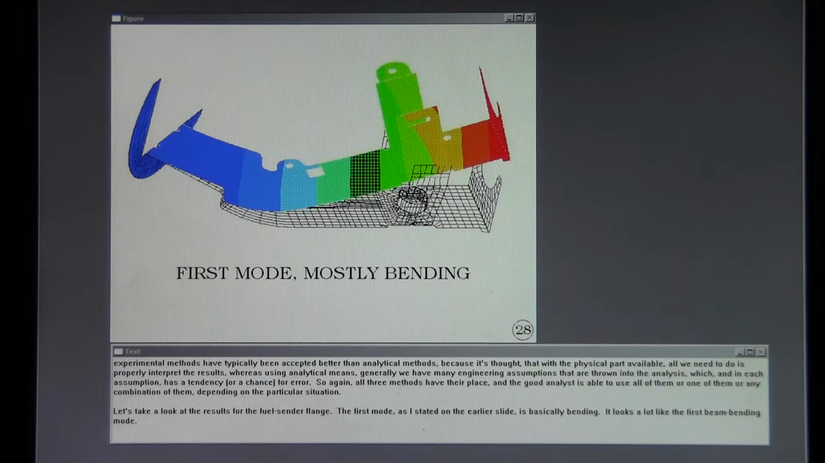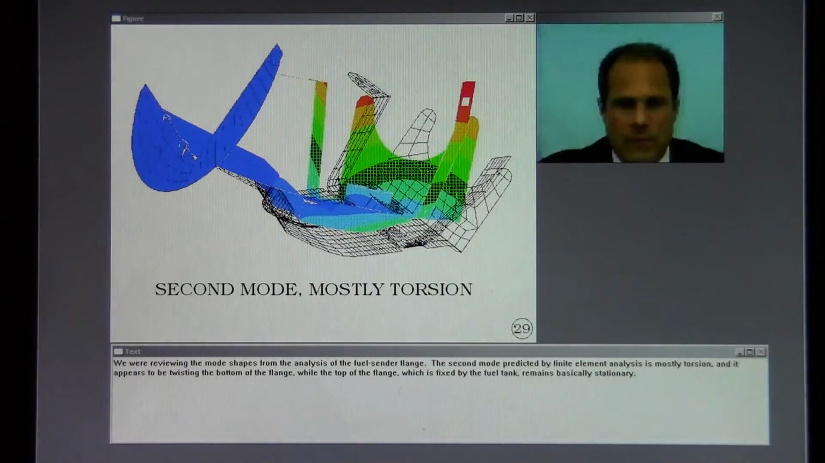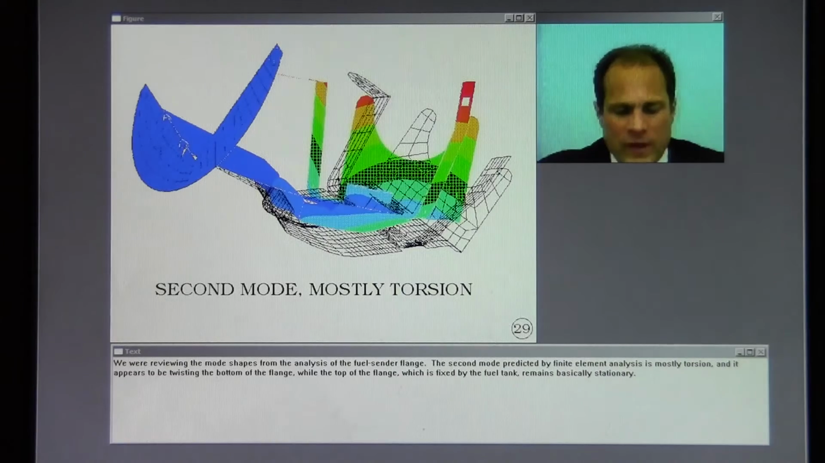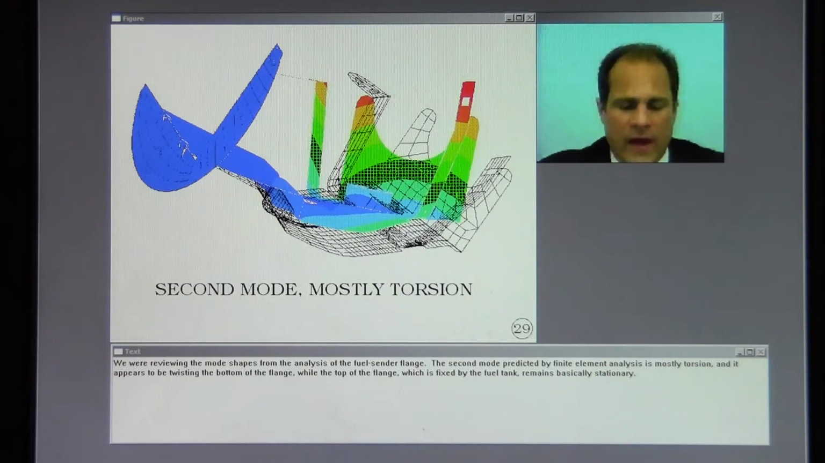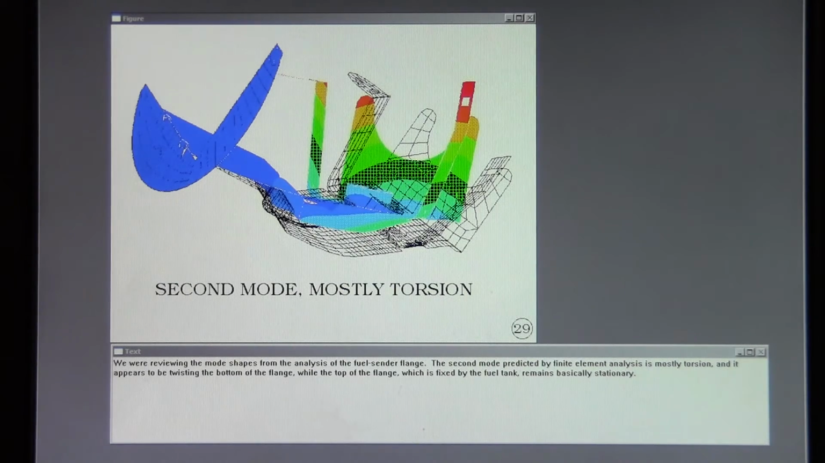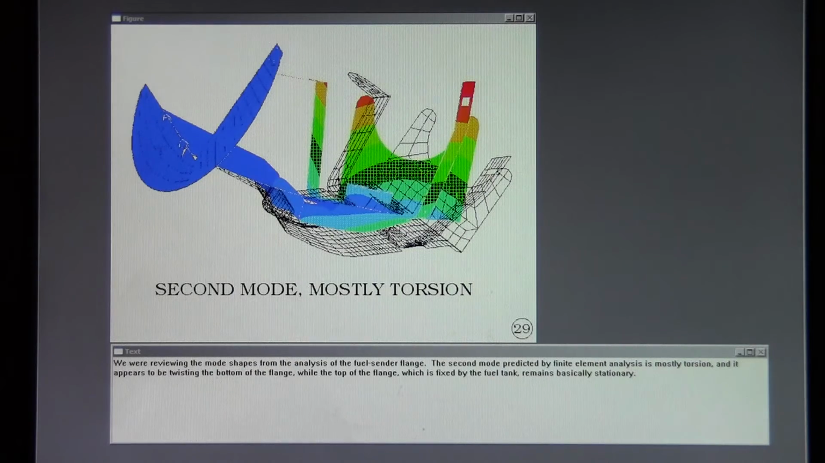Let's take a look at the results for the fuel sender flange. The first mode, as I stated on the earlier slide, is basically bending. It looks a lot like the first beam bending mode. We are reviewing the mode shapes from the analysis of the fuel sender flange. The second mode, predicted by finite element analysis, is mostly torsion, and it appears to be twisting the bottom of the flange, while the top of the flange, which is fixed by the fuel tank, remains basically stationary.